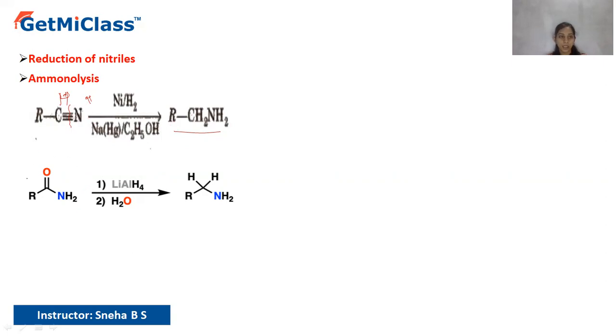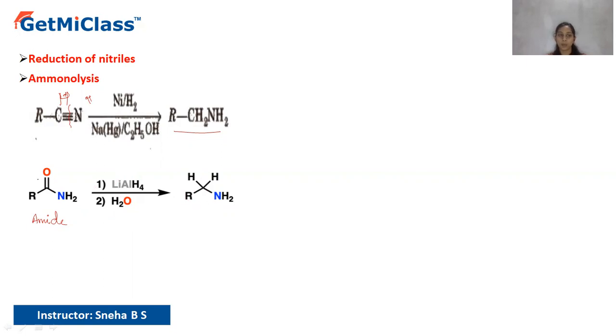The next one is reduction of amide. RCONH2. Dear students, it is RCONH2, which we generally call an amide. By using lithium aluminum hydride followed by hydrolysis, what happens? Formation of an amine. So a primary amine is formed.